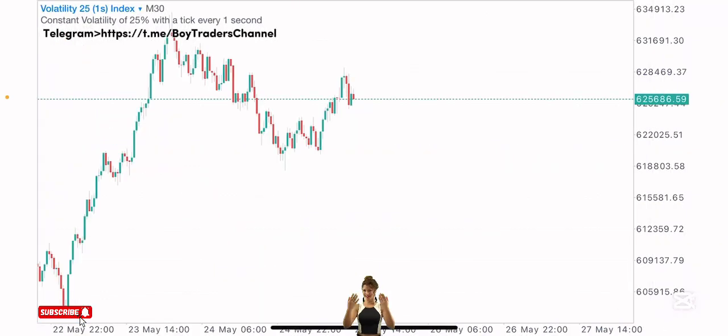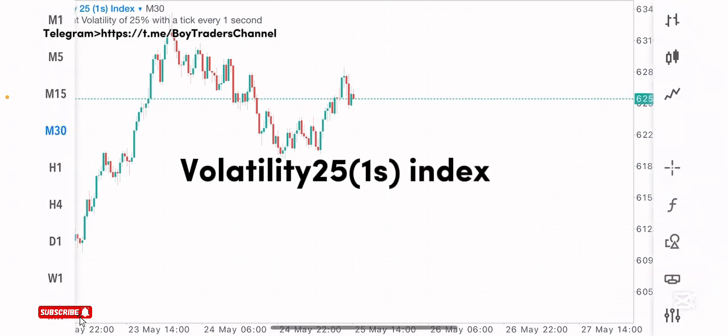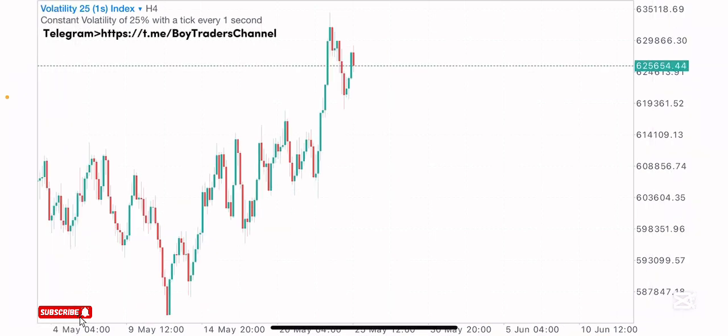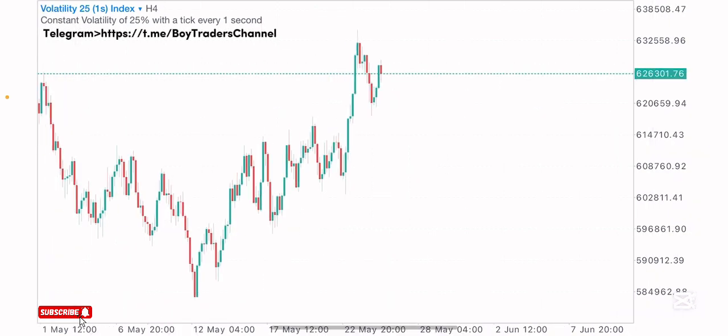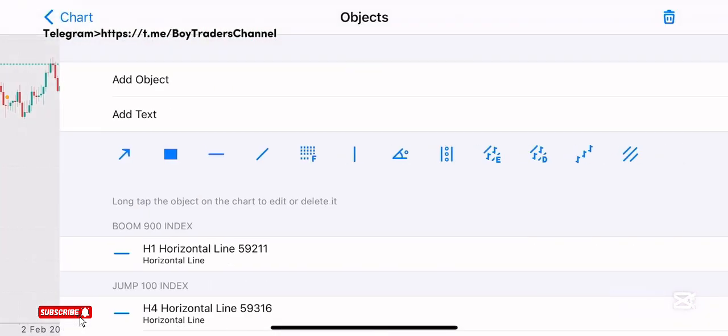So there's an interesting market situation on the Volatility 25 1s index, which I want us to have a look into in this video, analyzing this index from a higher time frame down to a lower time frame, picking out this trade opportunity. So the time frame we're analyzing from is the daily time frame. On the daily time frame, this market formation caught my interest.